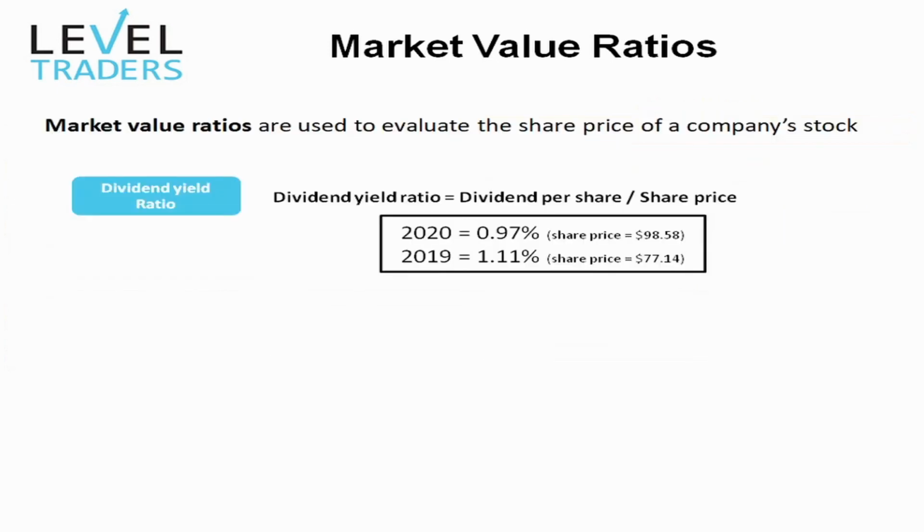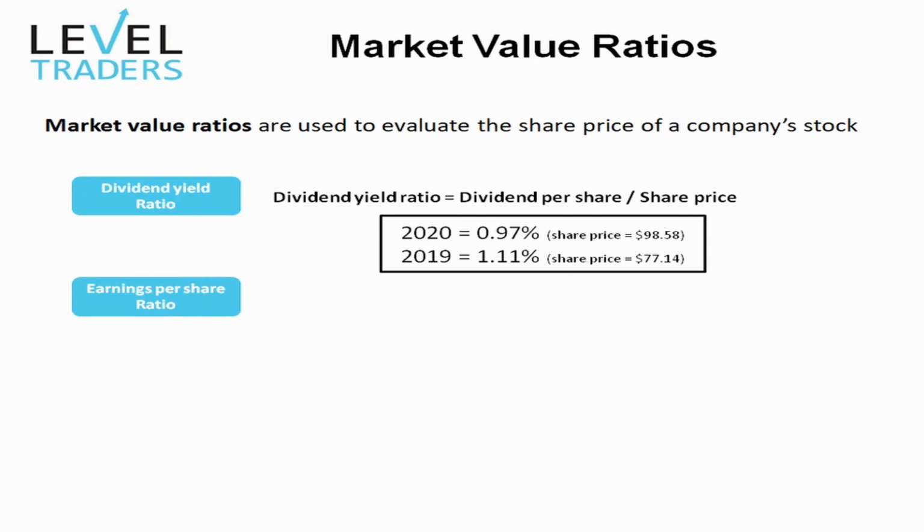the dividend yield in 2020 was 0.97%, and in 2019 it was just over 1%. So a dividend yield of under 1% is not great, and the company is not seen as one of the more higher dividend yield paying companies. But this company is known to be more of a growth company, so you wouldn't expect high dividends for a company like this.